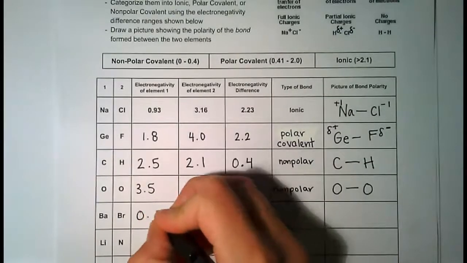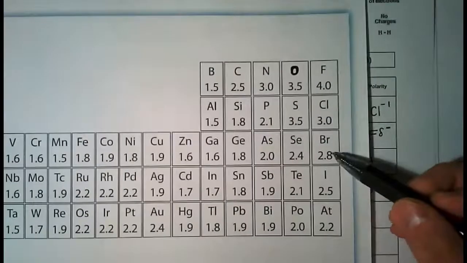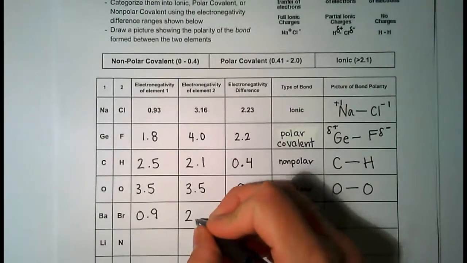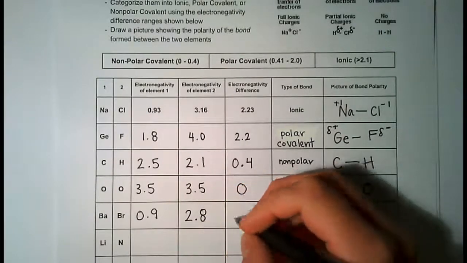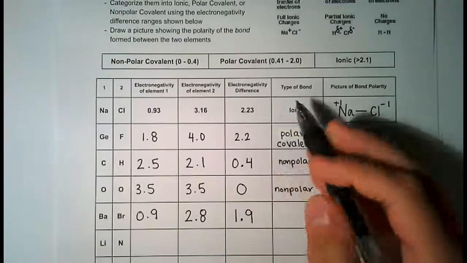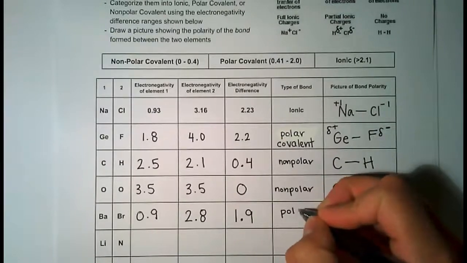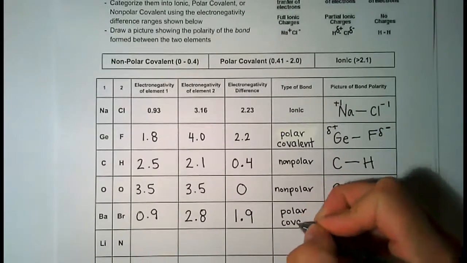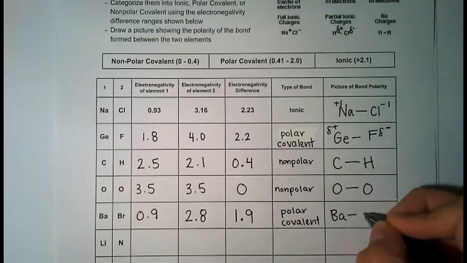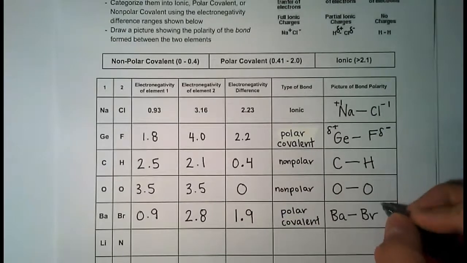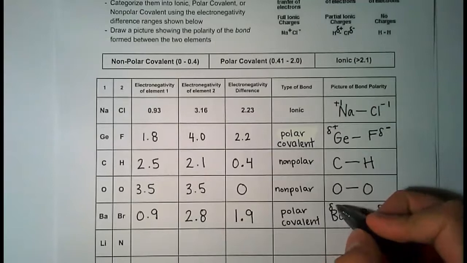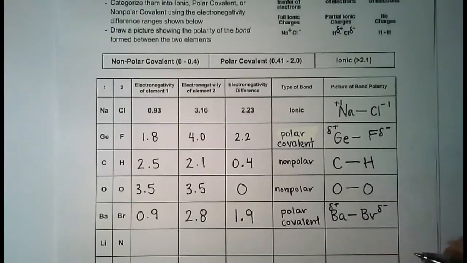0.9. And then we have bromine with an electronegativity value of 2.8. So we have a difference of 1.9 here, which puts us pretty far into the polar covalent range. So out of barium and bromine, bromine is the partial negative charge. So we put partial negative on bromine and then partial positive on barium.